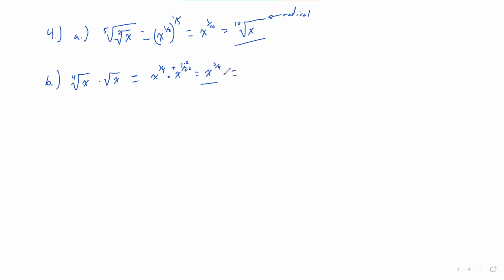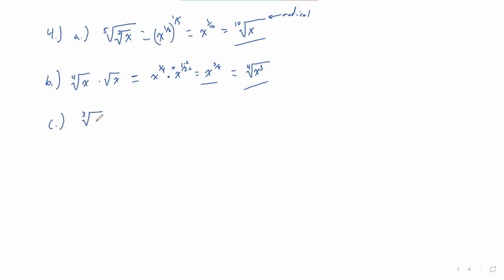Oh, now remember, this answer's not done. Yeah. So this problem's not done because it needs it as a radical. How would I write this as a radical? There you go. The top number falls into the house. All right, let's try this one.